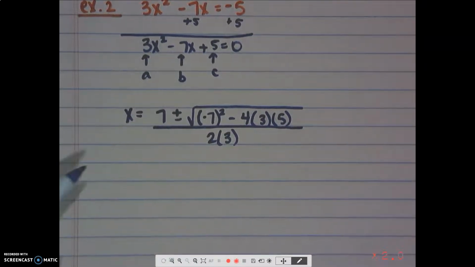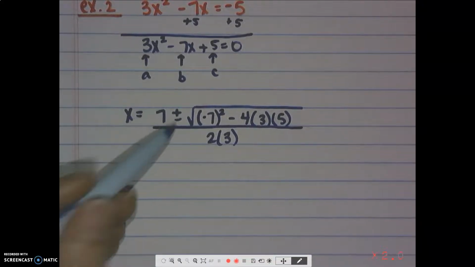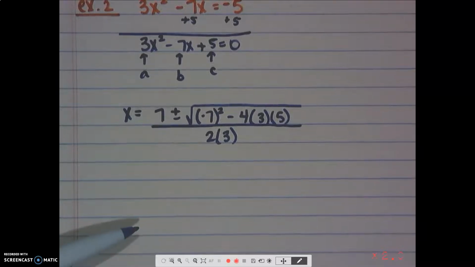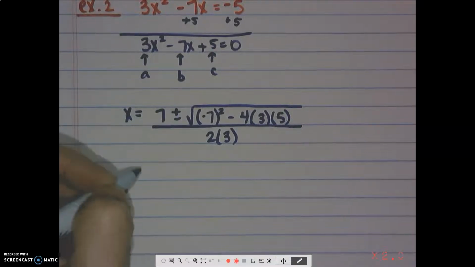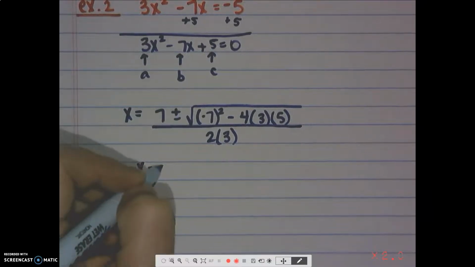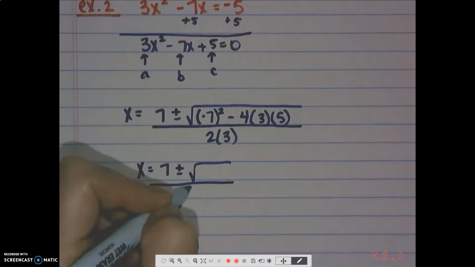All right, if you really wanted to, you could type it in like this into Desmos, as long as you're doing the positive first and then the negative second. You can't put the plus and minus in at the same time and expect to get an answer. I'm highly suggesting that you take it in pieces. So here we have 7 plus or minus some number underneath that radical, and then we have it over 6.